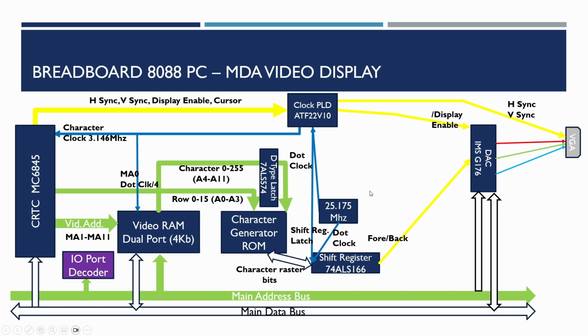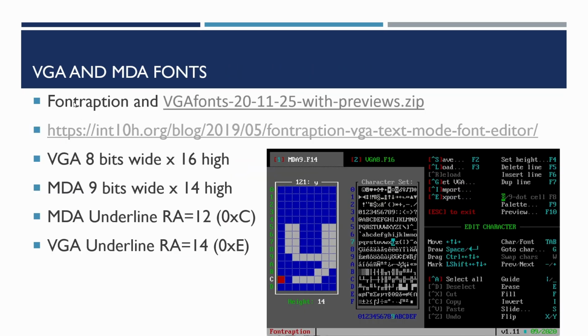So let's take a look at the fonts that we're going to use for this. In the previous Nanocomp 6809 project, we've already developed a VGA compatible video controller, and as part of that, we made use of Fontraption and the information on int10h.org. So int10h I think is interrupt 10. We're going to be using a VGA font which is 8 bits wide and 16 rows high.